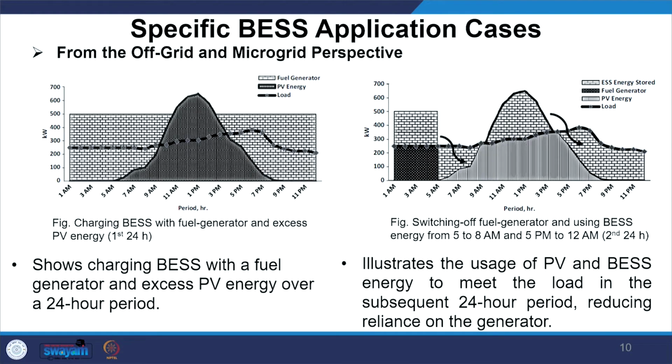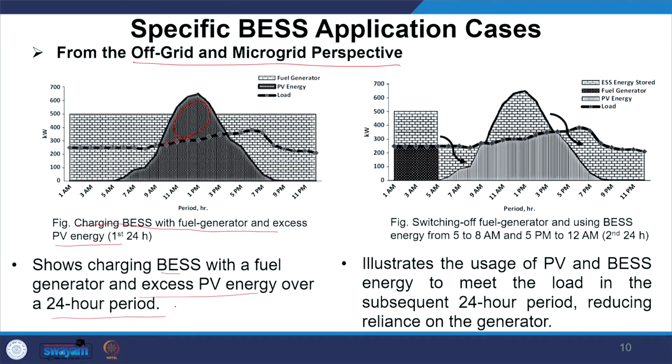Now, this is one more case study. Let's see, from the off-grid and microgrid perspective, how we are going to utilize it. It is the charging of a battery with a fuel generator and excess PV energy. So, this battery is charged based on whatever energy is available through your diesel generator or excess PV, if it is available to you. So, this is the amount that you can charge, or you can use your diesel generator to charge it, or maybe a coal plant. So, this is charging of the battery with a fuel generator and excess PV energy over 24 hours.